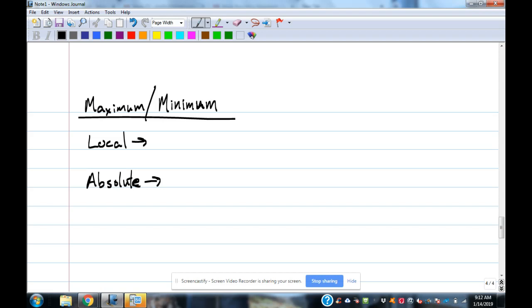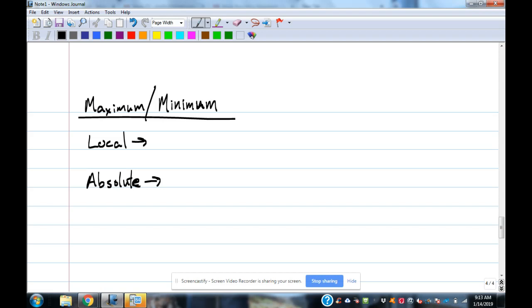An absolute would be what? Farther out. Further out. How far out? As far as you can go, right? All right, so if we're talking about functions, if we're talking about an absolute on a function, what's as far as you can go? Depending on the function, right? On a function, what governs how far you can go? The domain, right? Your domain tells you how far you can go.